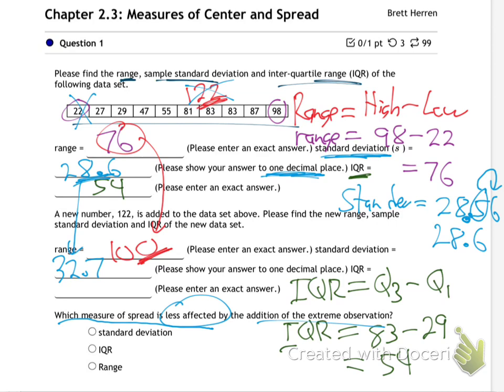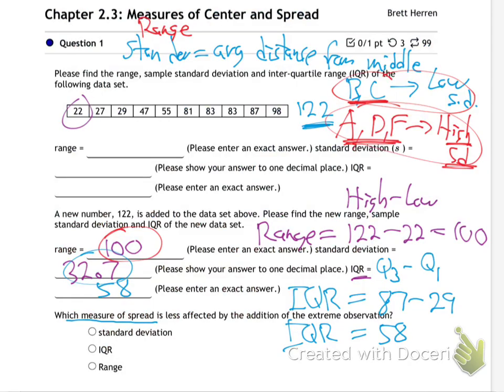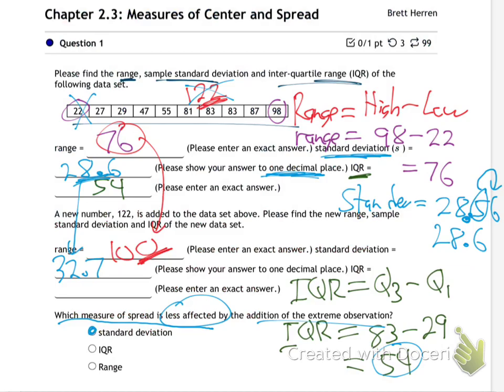Which is less affected? Standard deviation, huh? It didn't change much. Well, how much did IQR change? I don't know why they put IQR in there. IQR 54. What was the old IQR? Or that is the old one. What was the new one? 50. Oh, that one hasn't changed even less. That changed about 4, huh? Well, that's pretty close. Is it IQR?